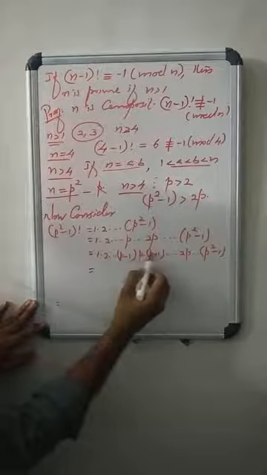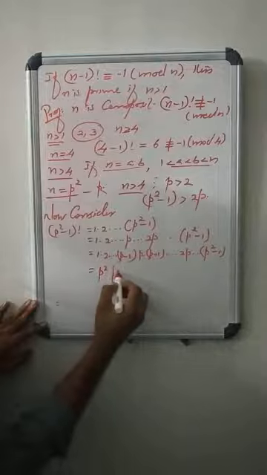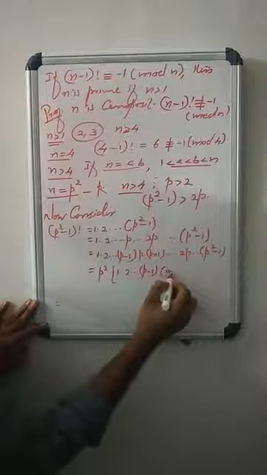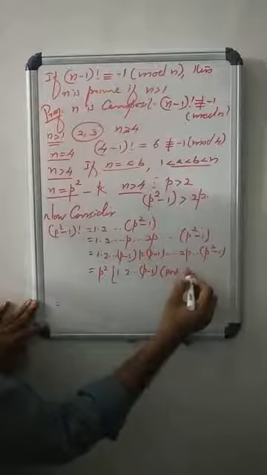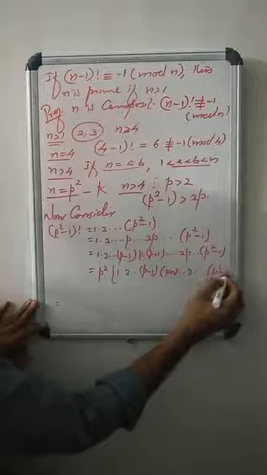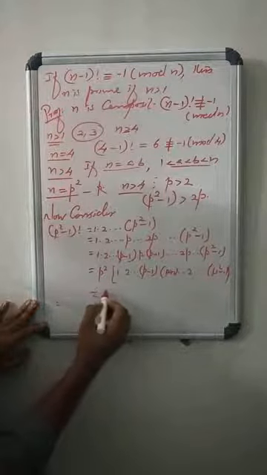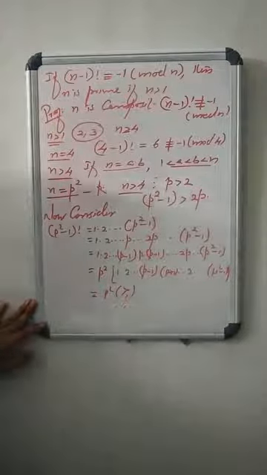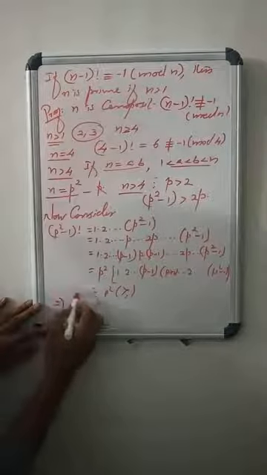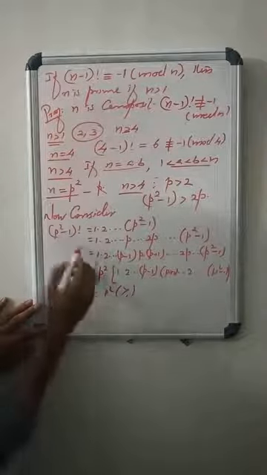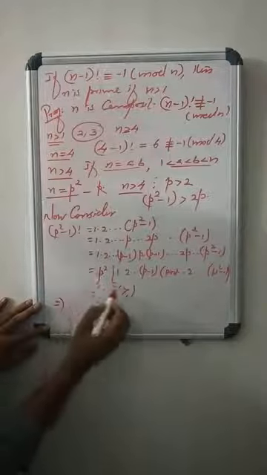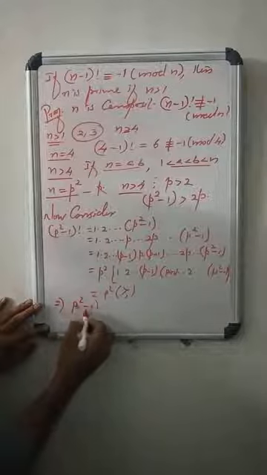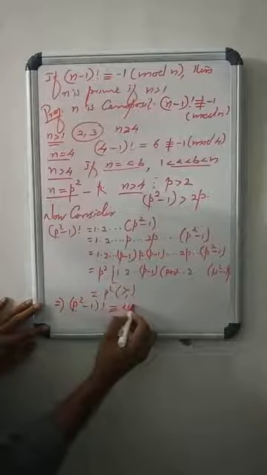So take this p and 2p outside, that is p square, into what remains: 1 into 2 into etc. to p minus 1 into p plus 1 into etc. to 2 into etc. to p square minus 1. That means p square into some lambda 1. Agree? So p square minus 1 factorial is congruent to a multiple of p square. That means p square minus 1 factorial is congruent to 0 mod p square.